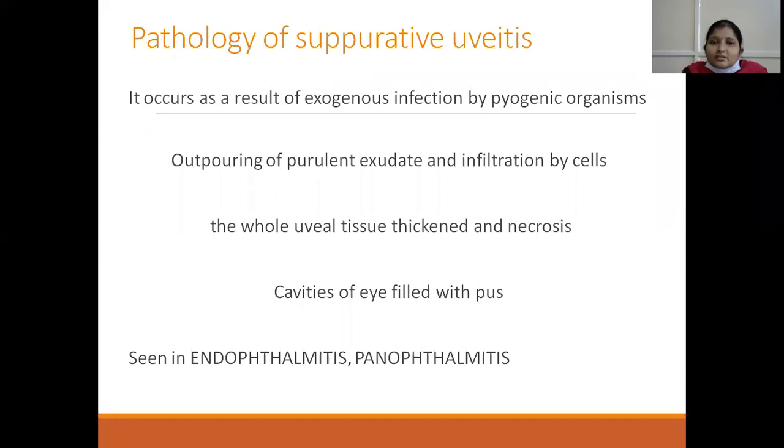So when these gain entry into the eye, there is outpouring of purulent exudates and infiltration by various cells like polymorphonuclear cells, lymphocytes, and epithelioid cells. So all these cells gain entry into the uvea. So the whole uveal tissue gets thickened, and in later stages there is necrosis of the uveal tissue. So all the cavities, that is anterior chamber and vitreous, get filled with pus. So this is seen in conditions like endophthalmitis and panophthalmitis.